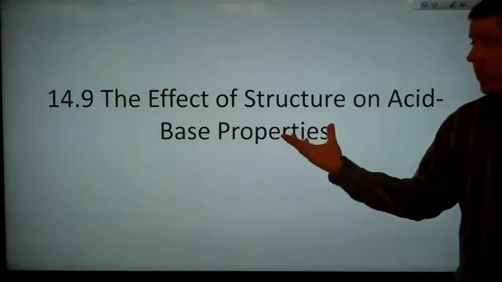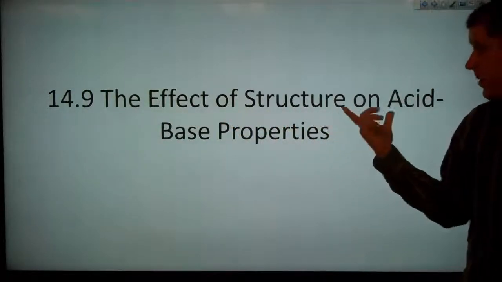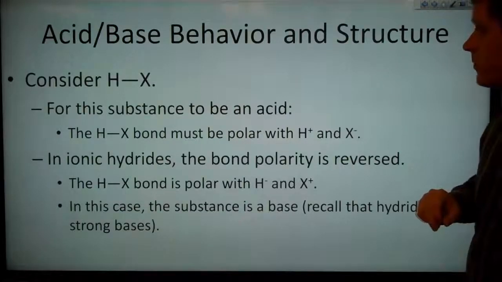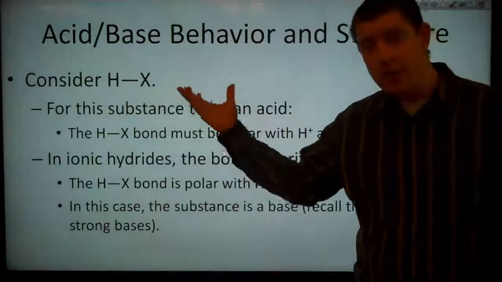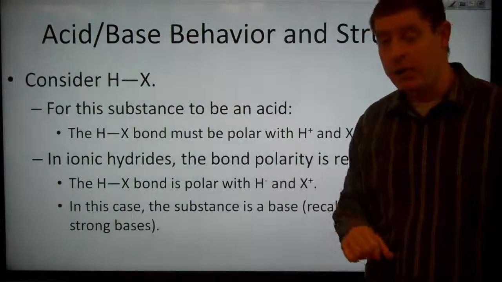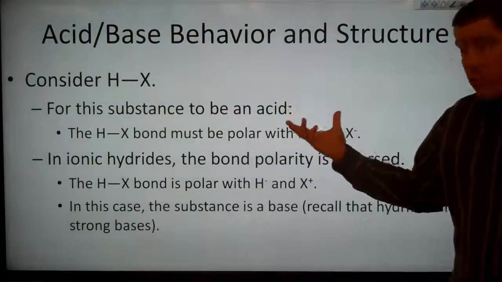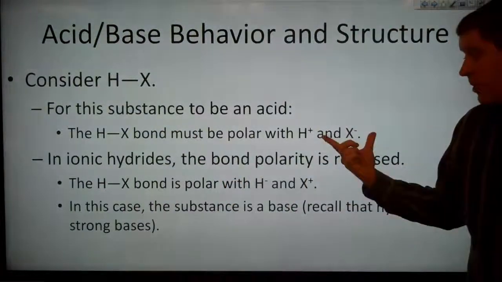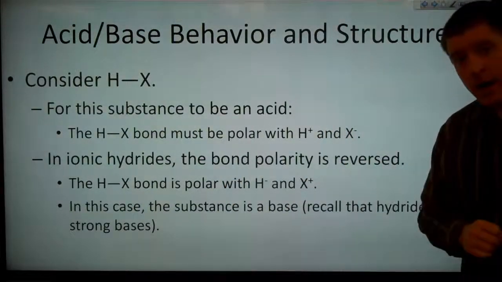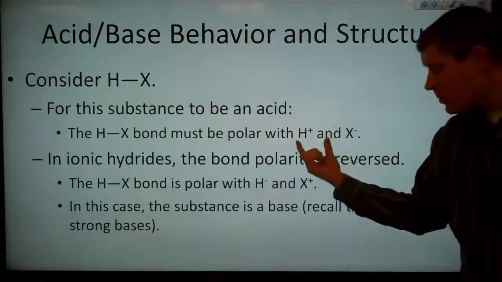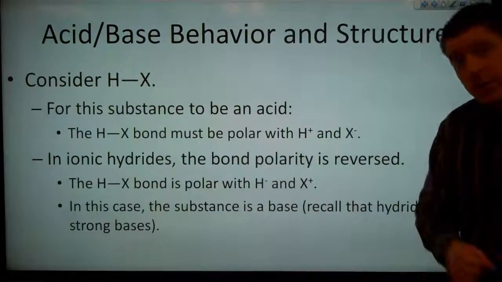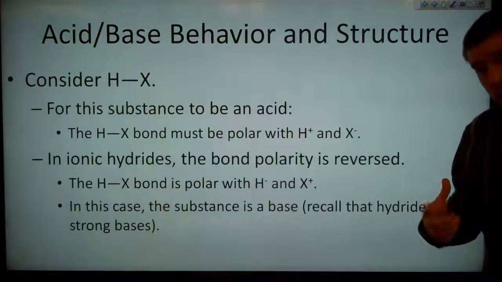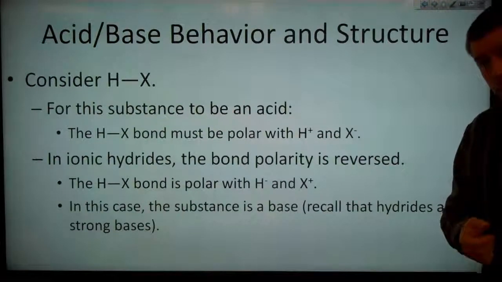In this video, we're going to examine the effect of structure on acid-base properties. So, let's look at some generic acid, HX. In order for this substance to be an acid, this HX bond must be polar with the hydrogen having a positive charge or partial positive charge, and the X having a partial negative charge.